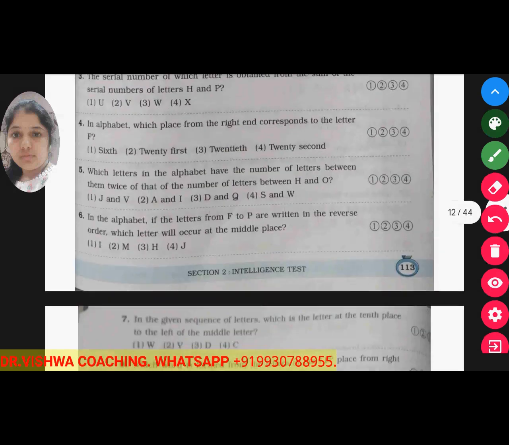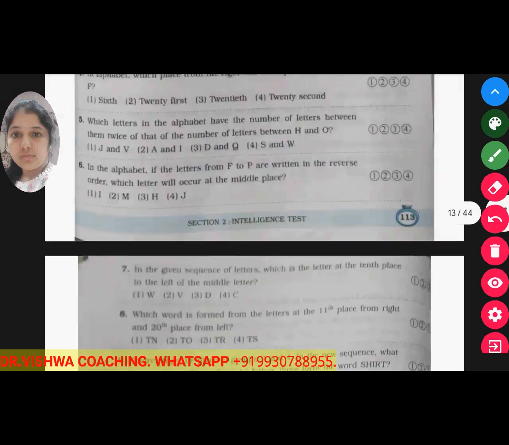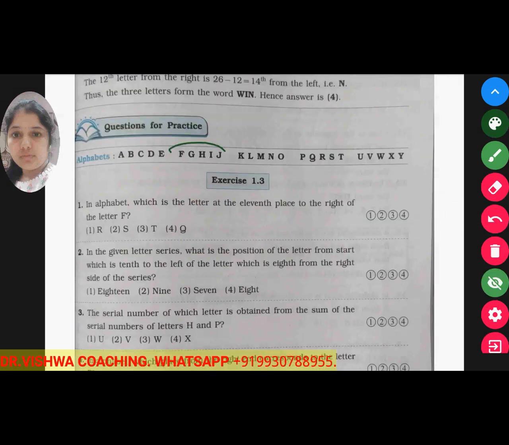Some we skip. Now, in the next one, interchange the places of group 2 and group 4 to get the new sequence. Now you have to calculate the serial numbers of the letters that form the word SHIRT. So you just interchange the positions of the second and fourth group, this group and this group, and now you can find out the SHIRT.